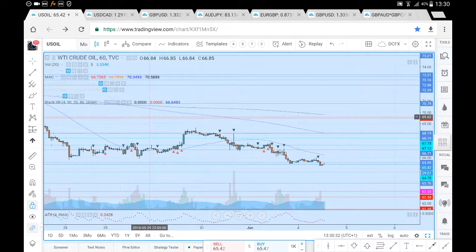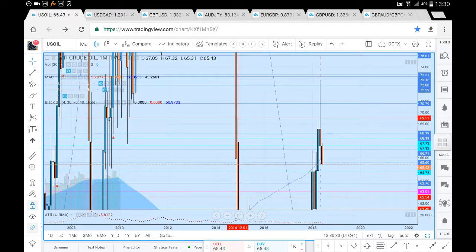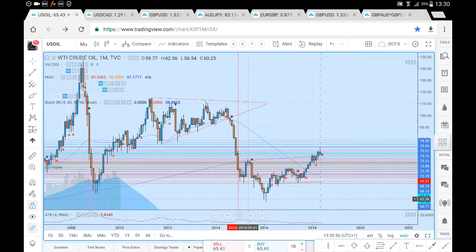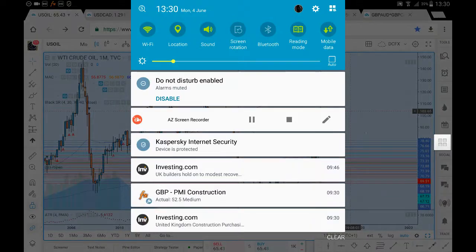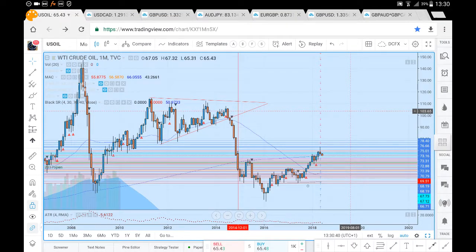What we'll do now is have a brief look at the higher time frame. So first we have a look at the monthly chart. As we can see on this monthly chart, we've had this strong move to the upside on US oil, posted a bit of a pin bar, and we are seeing the momentum follow through so far early in the month of June.